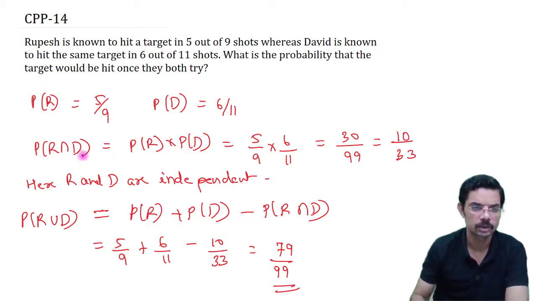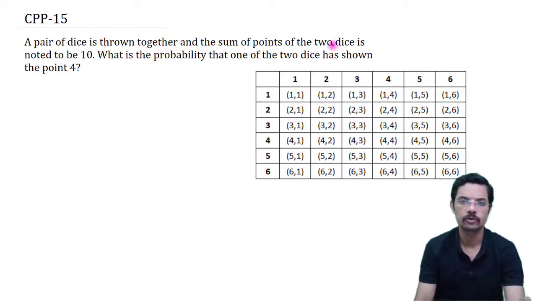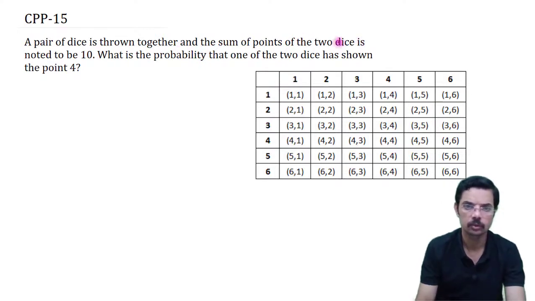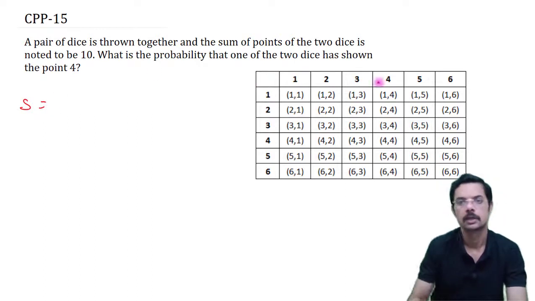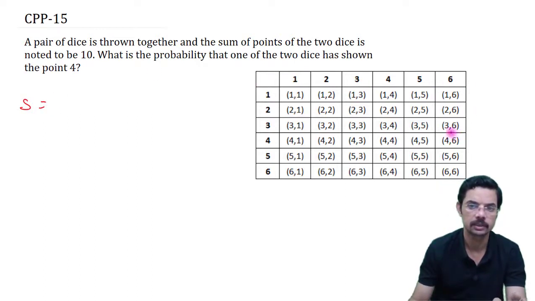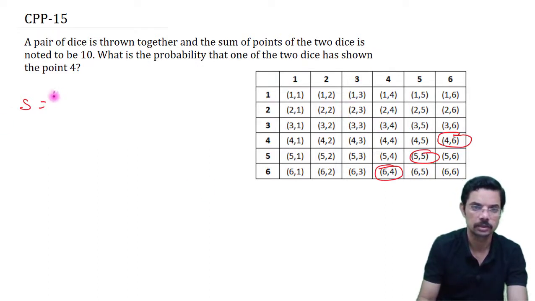Now let us look at question number 15. Here a pair of dice is thrown together and the sum of points on the two dice is noted to be 10. What is the probability? Our sample space will be a restricted sample space. No other combination will give you a 10. So the list is 4, 6, then we have 5, 5 and we have 6, 4.